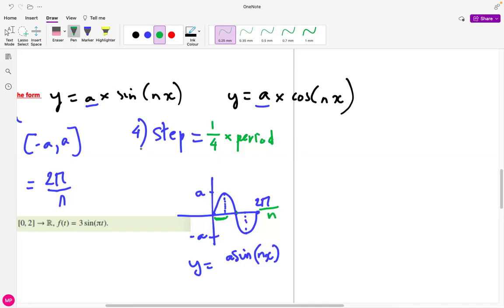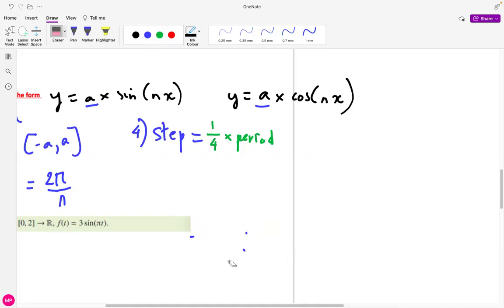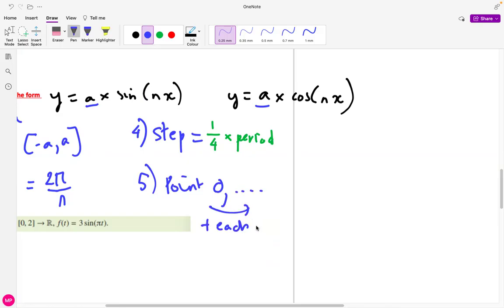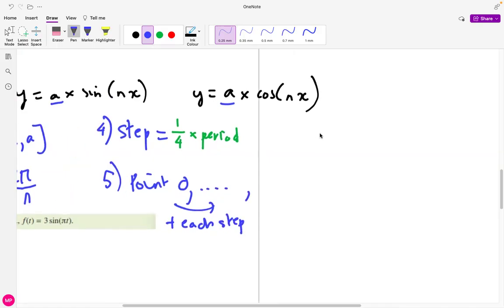And then once we have the step, we have the points, and then we can do all the points that fit the domain. So our last step is to get the points. We start from 0, and for each point, we add each step as we go, so they have an equal gap.